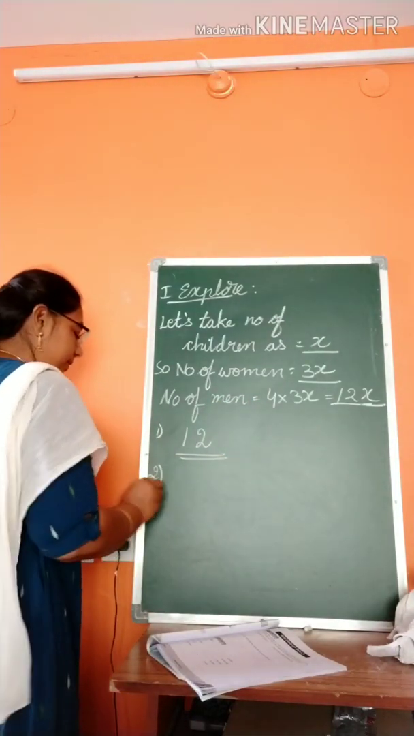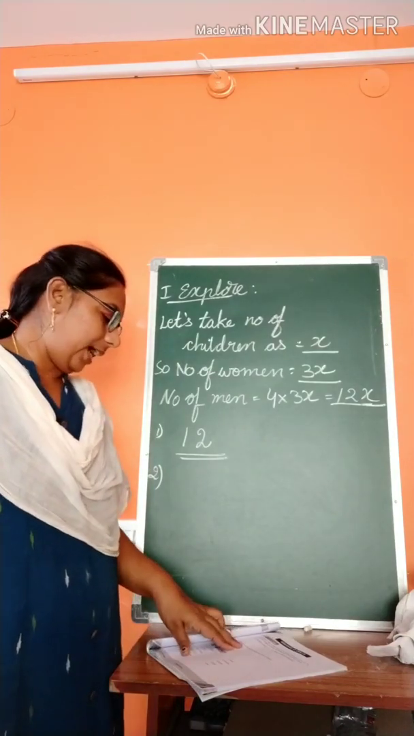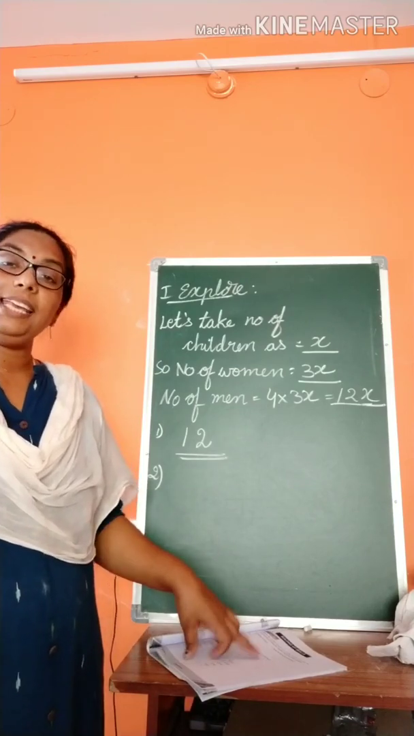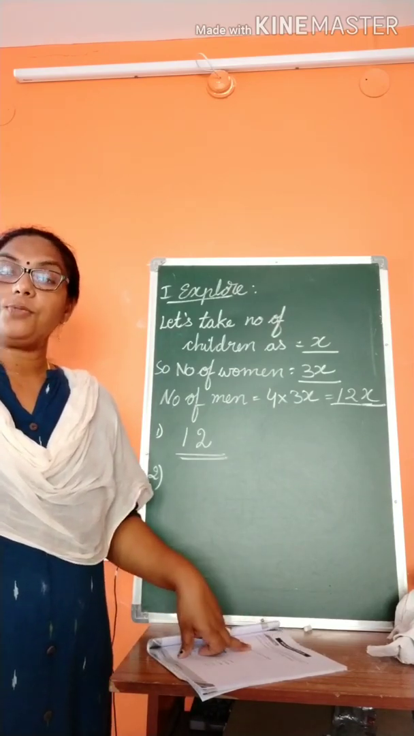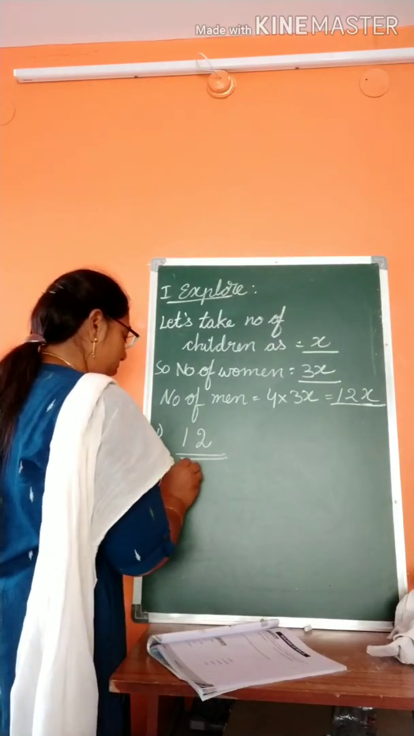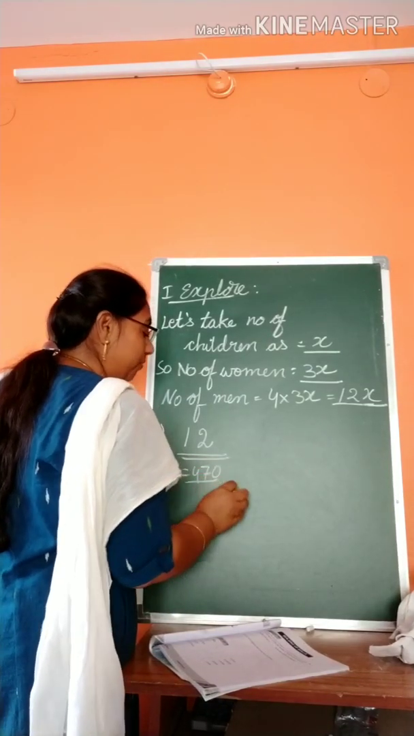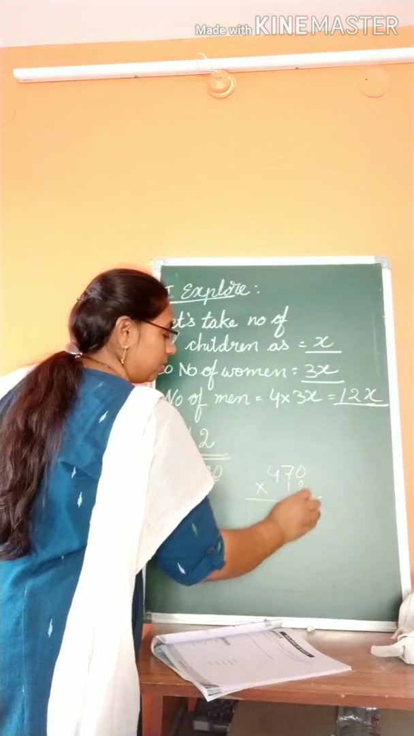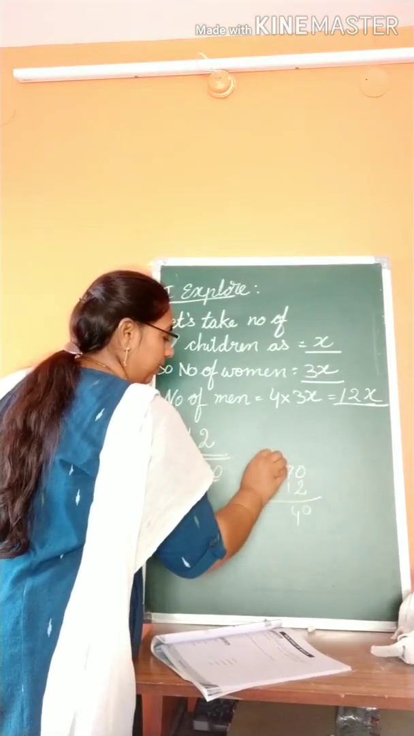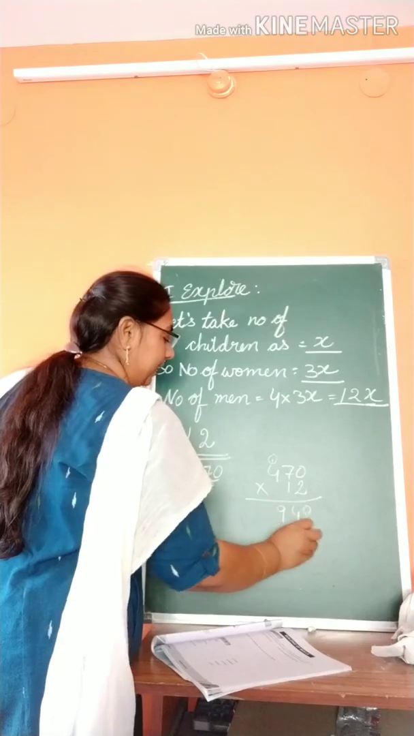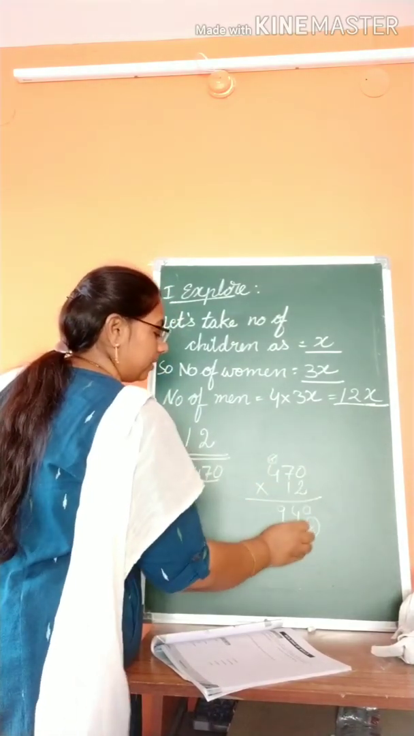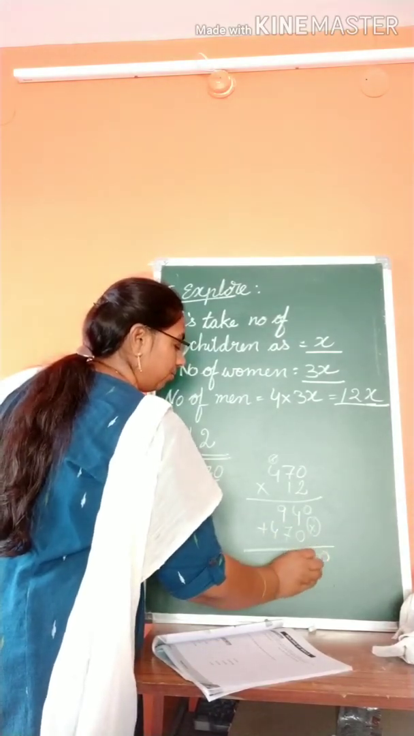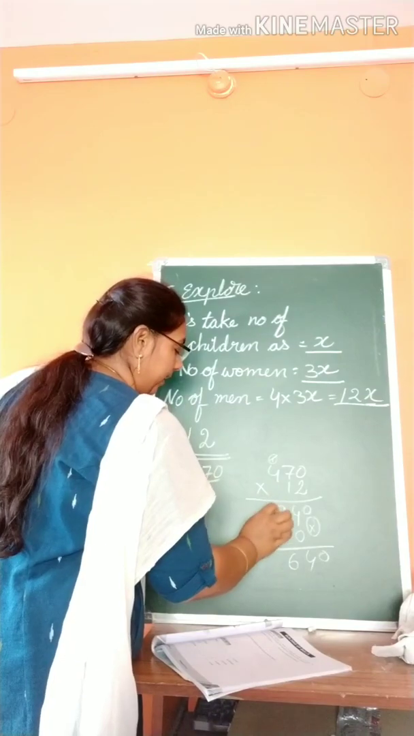Next, the second one. If there are 470 children, how many men are there? Here they gave the number of children. What is that? It is 470. So let us take x is equal to 470. And now the number of men will be 470 into 12. 2 zeros are 0, 2 sevens are 14, 4 and 1 carrying. 2 fours are 8 plus 1, 9. First one cancel. Next, 1 zero is 0, 1 seven is 7, 1 four is 4. Add 0, 4, 6, 1 carrying 5.